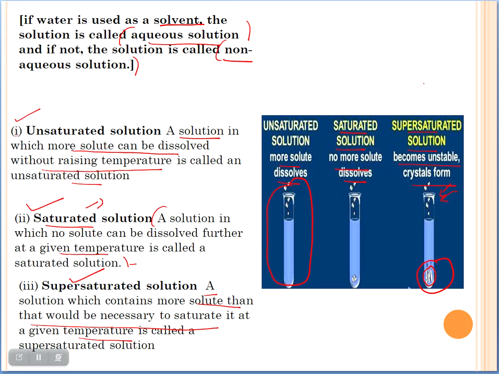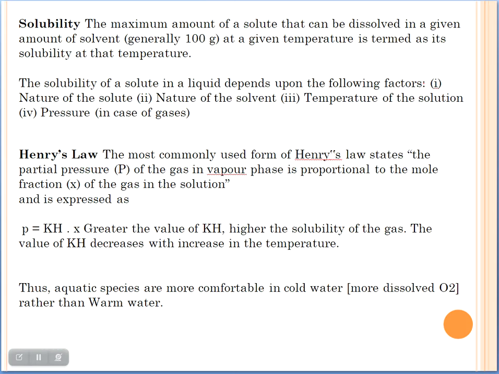Saturated, unsaturated and supersaturated. Next we are moving towards solubility. What do you mean by solubility? It is the maximum amount of solute that can be dissolved in a given amount of solvent. Let's say 100 gram of solvent: how much solute can be dissolved at a given temperature? That is the solubility.